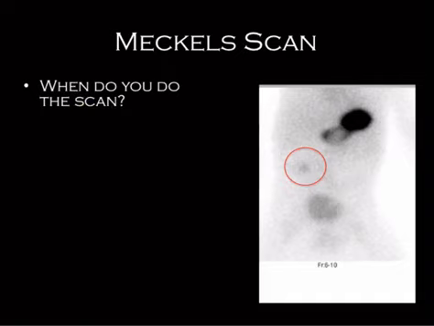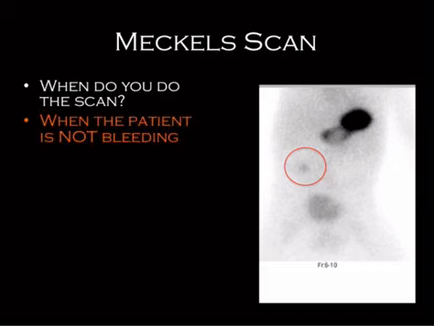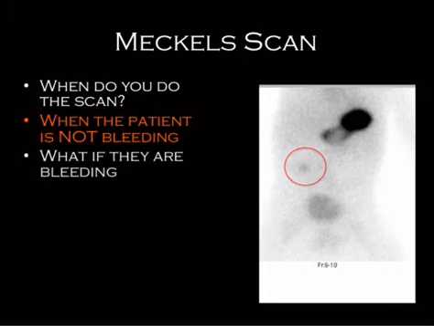All right, so this is sort of the opposite of a bleeding scan. You do a bleeding scan when the patient's bleeding because you want to try to localize the bleed. You do a Meckel scan when the patient is not bleeding. That's a trick. A lot of people will fall for that. What do you do if they are bleeding? You do a bleeding scan. So that's the way to remember that.